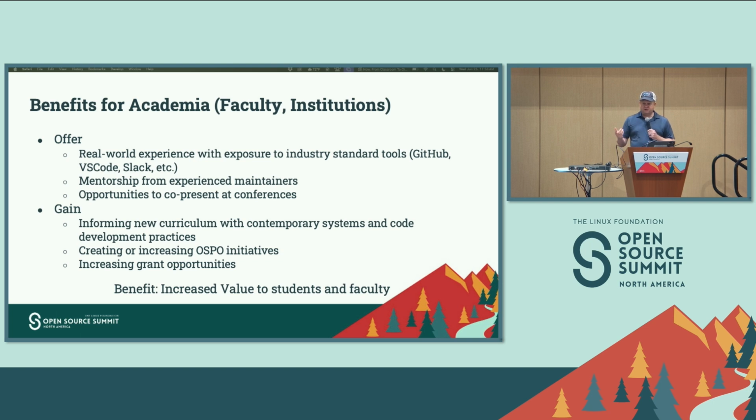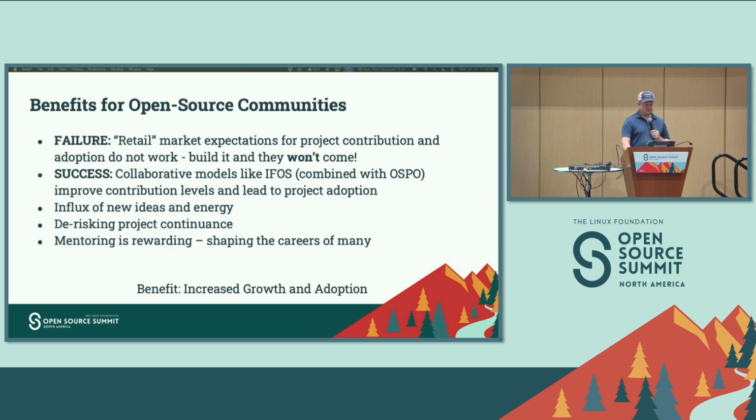There's opportunities also for academia and communities to co-present, like what we have here today. What the academic institutions get is the curriculum changes that they can make in order to make it easier for students to enter the workforce, and in particular for open source projects. We also can help create and initiate OSPO opportunities, and grant activity is increased as a result. So the real underlying benefit is increased value to students and faculty.